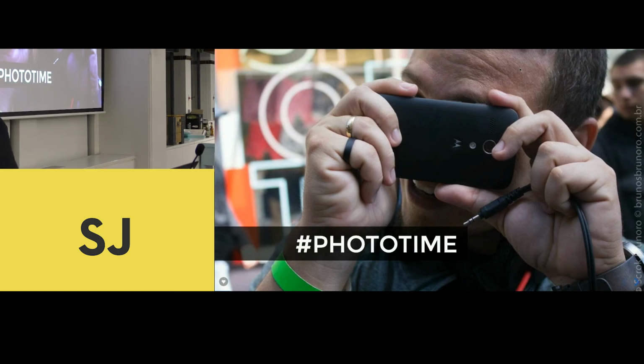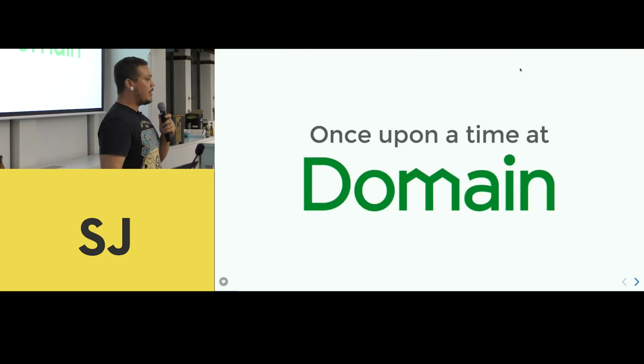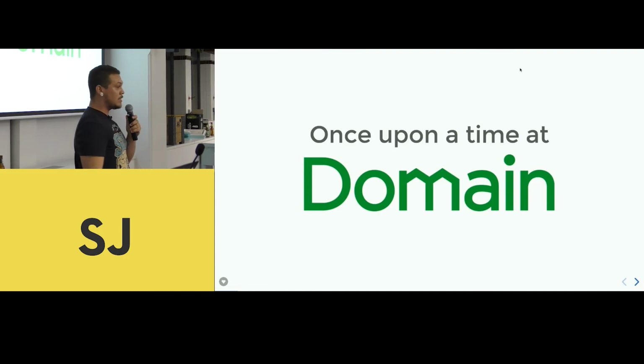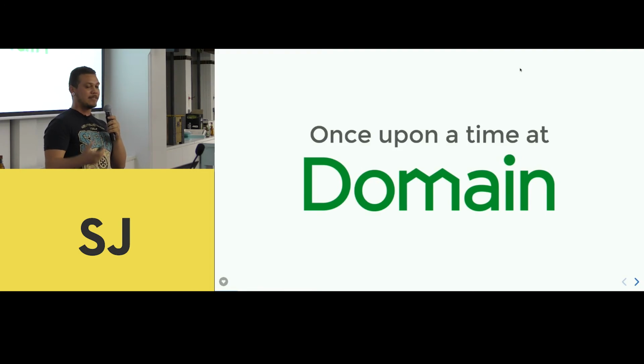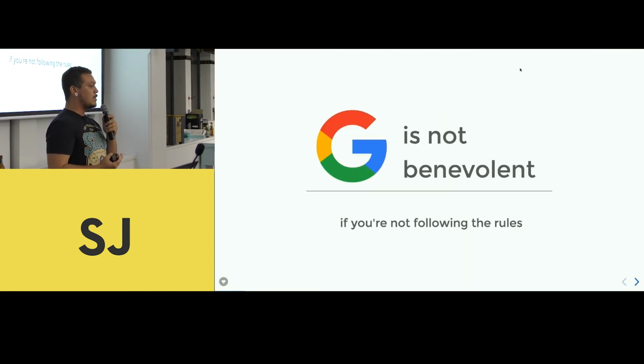But yeah, now let's start the game. Every great story starts with this phrase, once upon a time at domain, that's our case. Why did we start with this idea to move from a monolith application, which was working, to a micro front-end application? First of all, Google. Google sometimes is not that great when you talk about things like SEO, it's not that benevolent when you don't follow its rules. What happened was we tried to do some audits and take a look at what was going on, because the ranking of our page on Google search was falling down. What's going on?